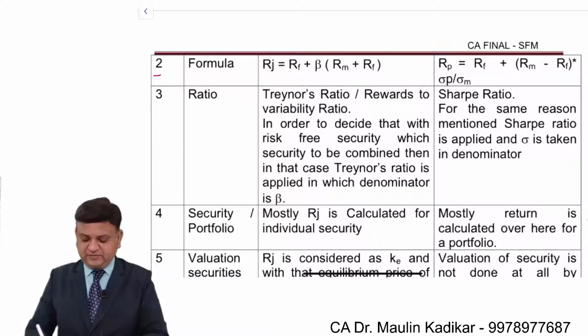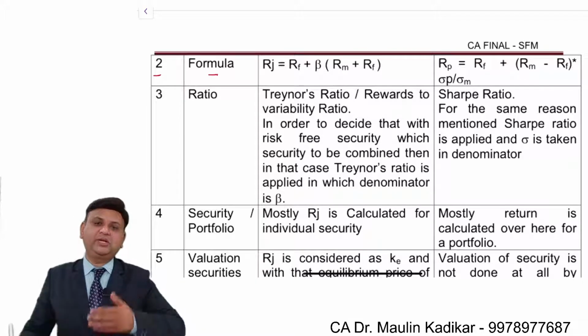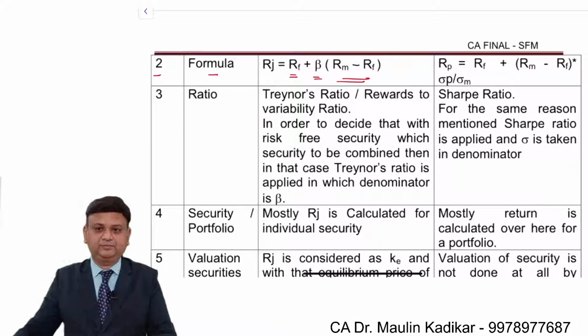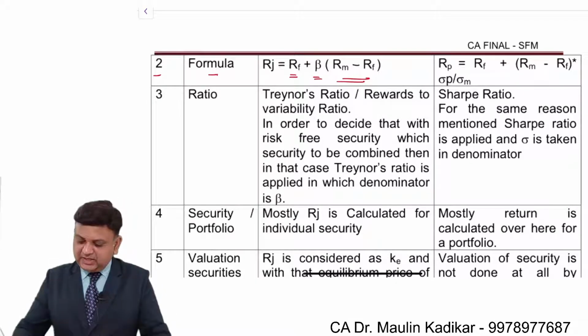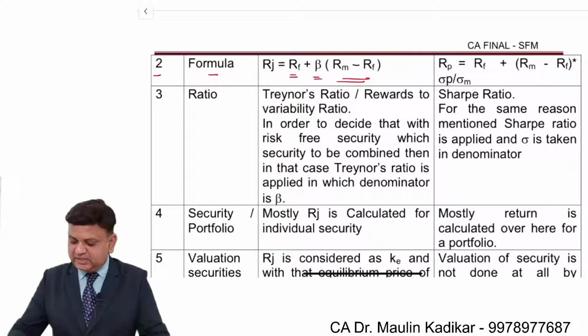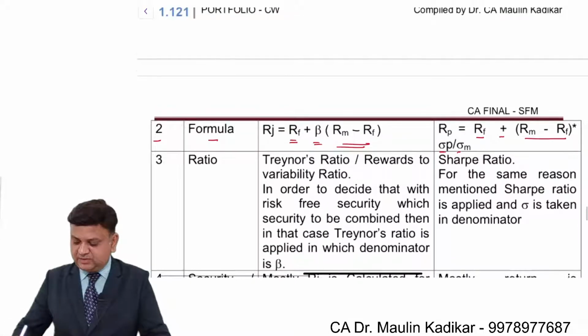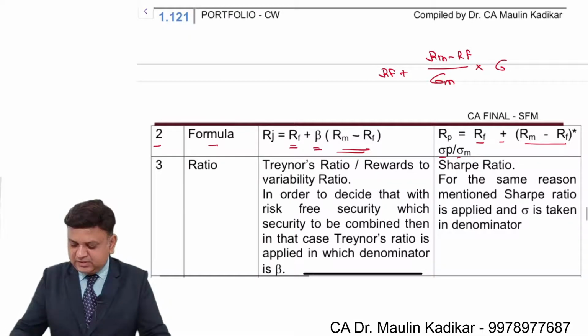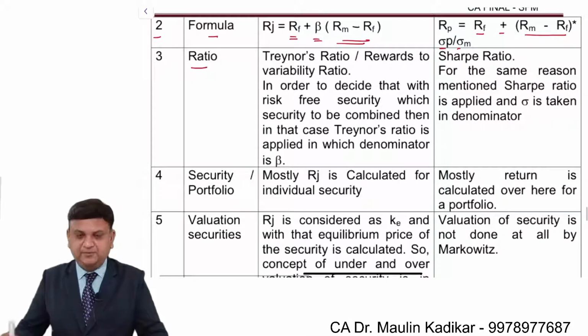The second difference is the formula. In order to compute the required rate of return in CAPM, we apply the formula RF plus beta into (RM minus RF). In case of the Markowitz model, it is RF plus (RM minus RF) divided by sigma M, into sigma P. This is the way we apply the formula.